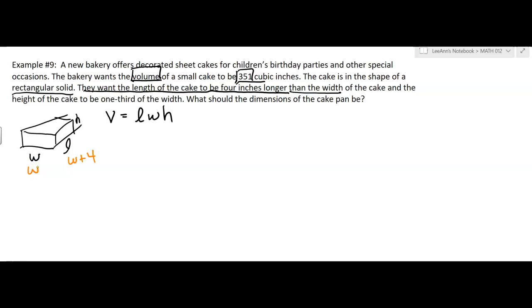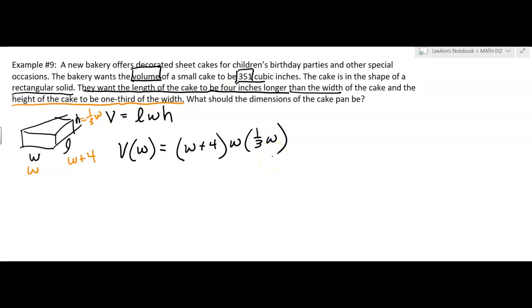I'm going to use W for the width then, and W plus 4 for the length. Okay, and the height of the cake to be 1/3 of the width. So my height is going to be 1/3 W. That means I know my length and my height in terms of W. So now I can rewrite this formula for volume in terms of W. I can say the length was W plus 4, the width, and then the height was 1/3 W. Okay, so I'm getting somewhere.